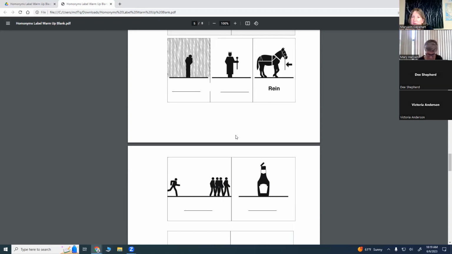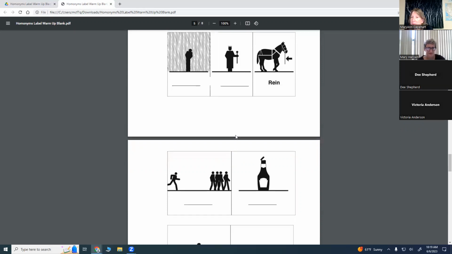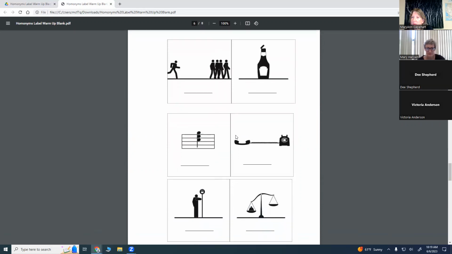What's on the left? Rain. Rain, RAIN in the middle. Or the king in his reign of power, REIGN, and then the horse's rein. These are good for our brains.